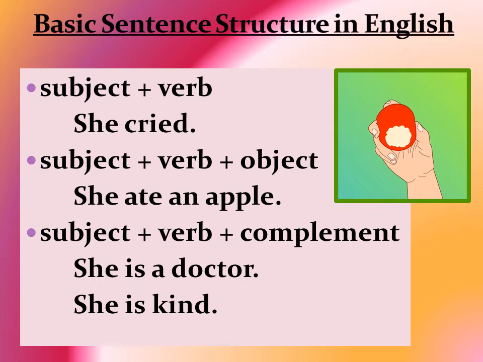So with chunking, we want to keep these parts of a sentence together, the subject and verb, and if there's a subject and verb and object, we want to keep those together, and if there's subject, verb, and complement, we want to keep those together. So that's where we're most likely to have linking. She cried, she ate an apple. She is a doctor, she is kind.